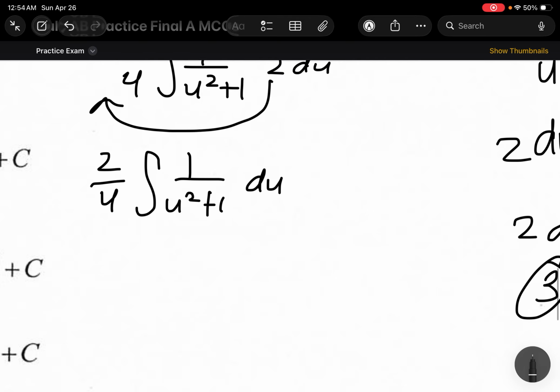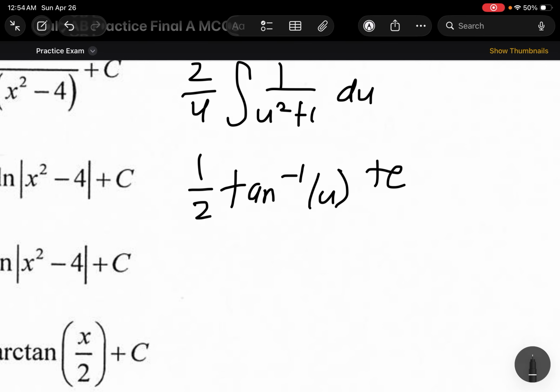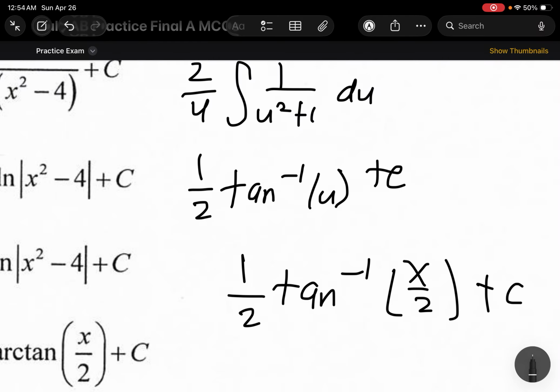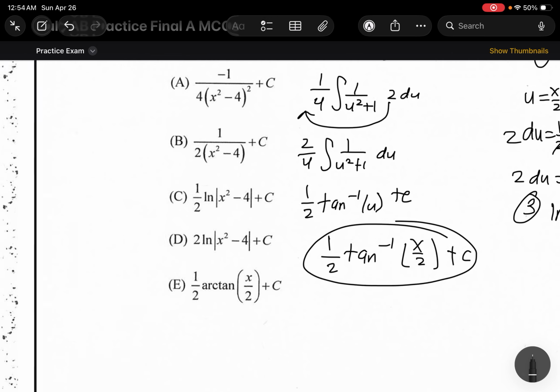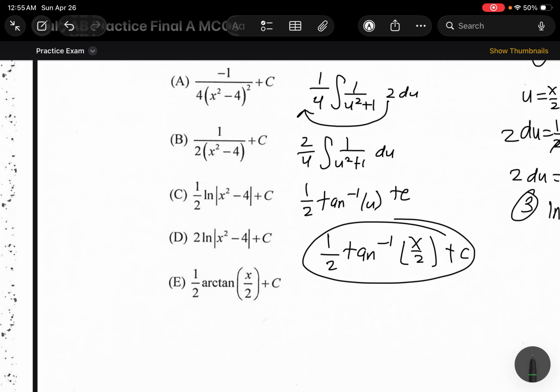Integrate. So it's going to be 1/2 tan inverse of u plus c. And now we can bring back the u and change that back into x. So u is equal to x over 2. So this is going to be our answer. Tan inverse is the same thing as arctangent. So our answer is going to be E.